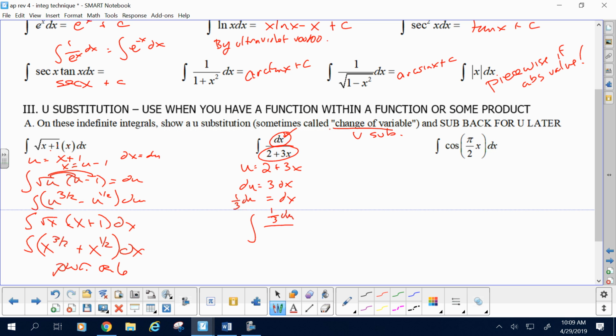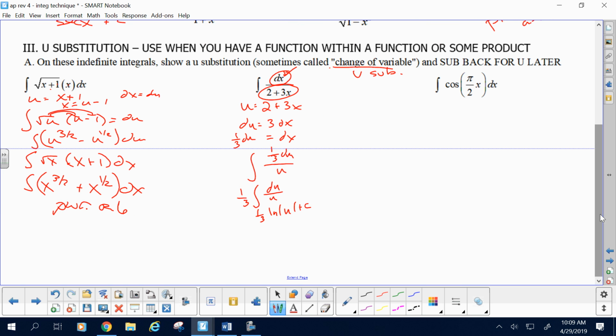This whole thing becomes u. If you u sub and the problem's not better, then you u sub better. 1/3 natural log of the absolute value of u plus c. And then don't forget to sub back. Oops, that's 3x. Boom. Okay.